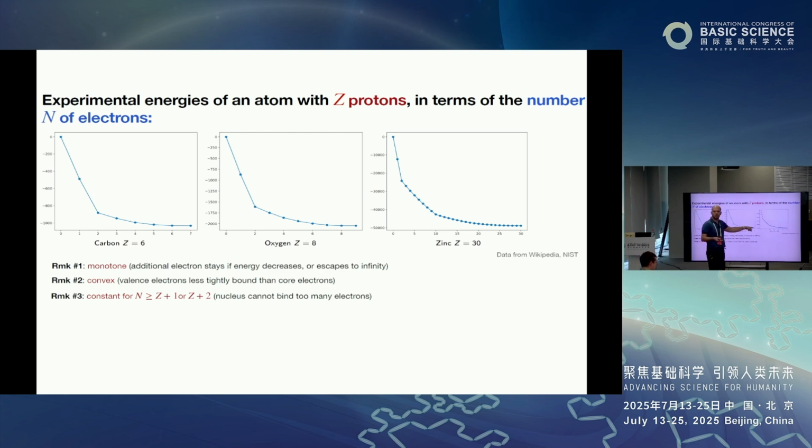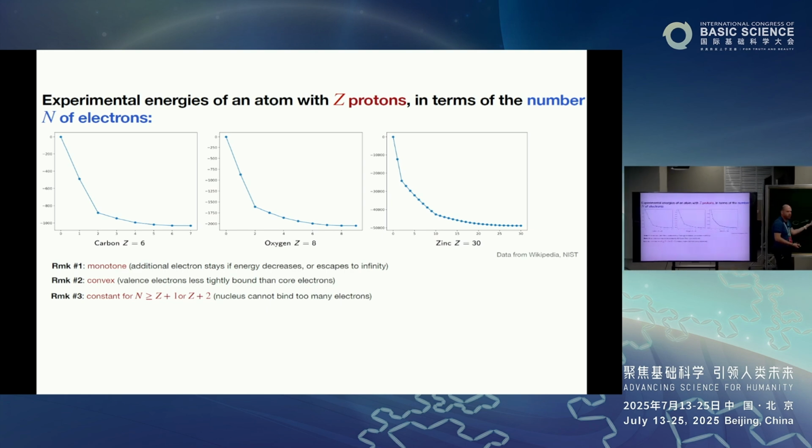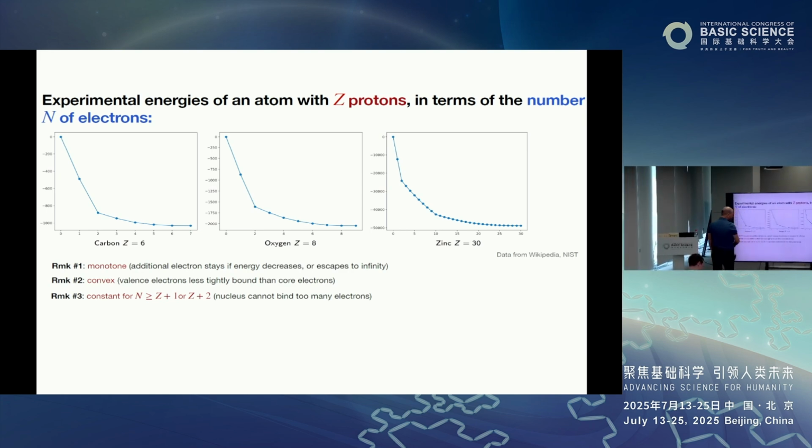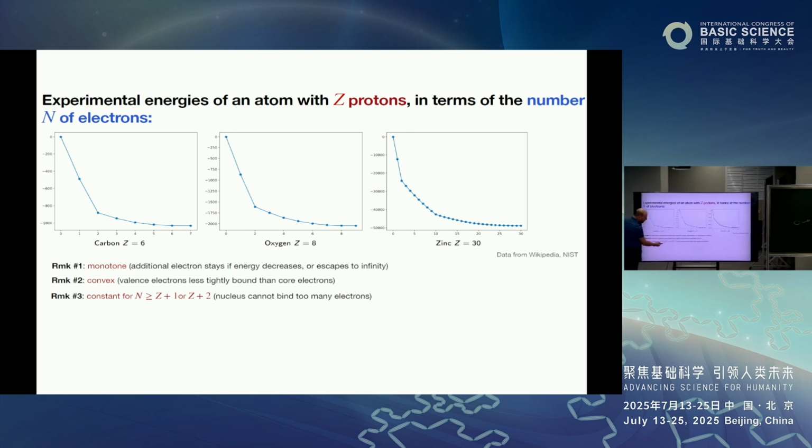I didn't plot it, but you can plot the energy for more and more electrons. But the fact is that it doesn't change, and this is because the nucleus cannot bind more than a certain number of electrons. You can start adding more and more electrons, but since the nucleus is not binding them, they actually go to infinity. And so the energy stays constant. This constant regime appears when the number of electrons is larger than the number of protons plus 1 or plus 2.